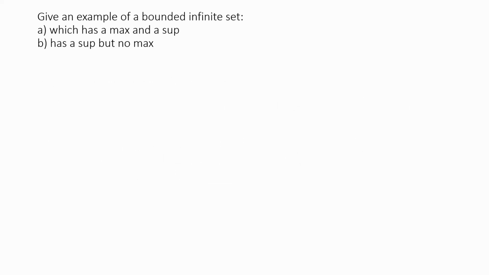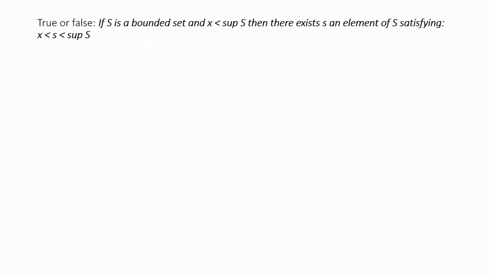Second problem, give an example of a bounded infinite set which has a max and a sup, or a sup but no max. Well, those are pretty easy. The closed interval 0, 1 has a max of 1 and a sup. Open interval 0, 1 has a sup, namely 1, but no max, no maximum element. Here's where things get interesting.